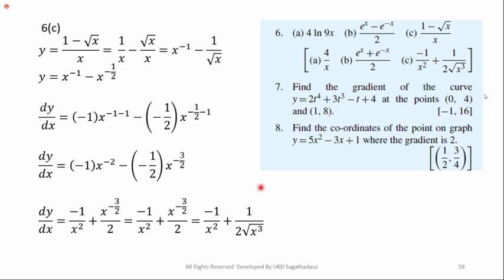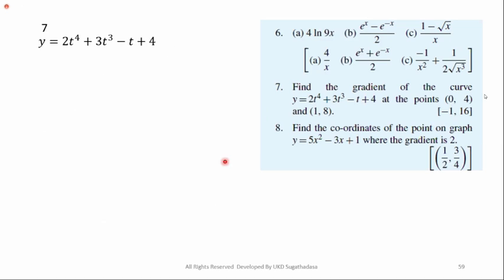Question number 7. This is a function, right? Differentiate with respect to t. T is a constant. I do not need to explain the formula again, right? Differentiation of t cubed gives 3t squared, minus t differentiates to 1, and 4 differentiates to 0. Then simplify: 8t cubed, 9t squared, 1.